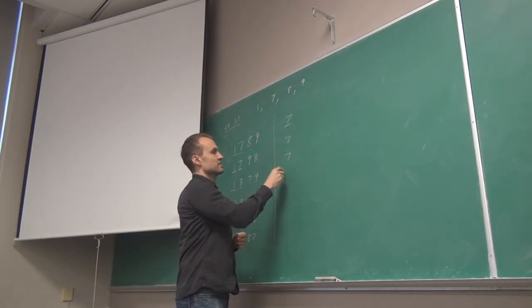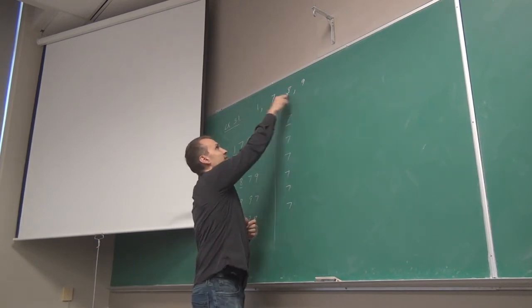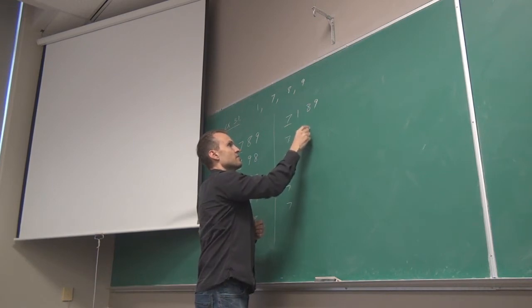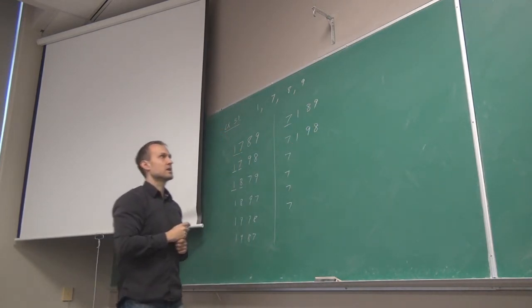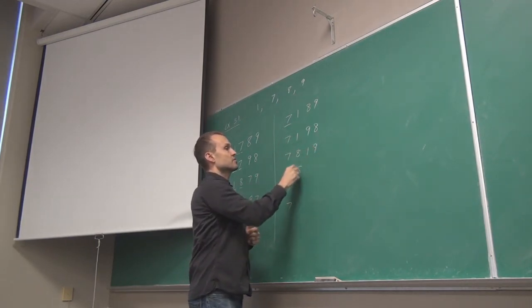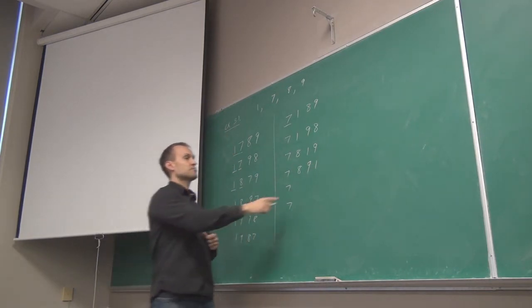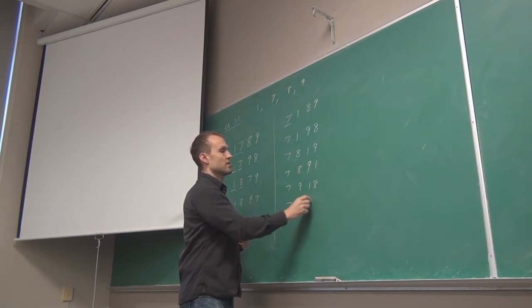So I'll have a bunch of 7s. Now I have a 1, 8, and 9. Fix the 1 and swap the other 2. Then the next one in position 2 could be an 8. Swap the other 2. And the last one in position 2 could be a 9 and swap the other 2.